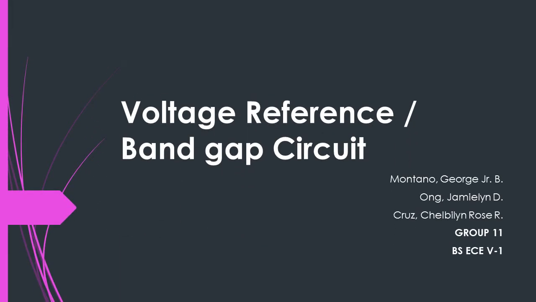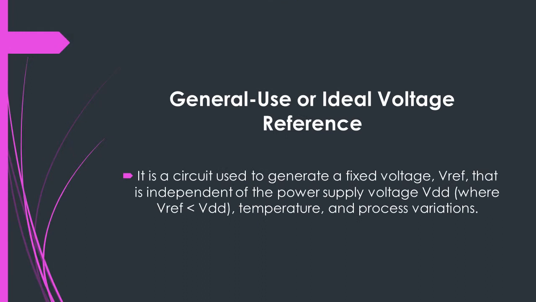Group 11 from section 1, and we're about to report the voltage reference band gap circuit. A general or ideal voltage reference is a circuit used to generate a fixed voltage, Vref, that is independent of the power supply voltage VDD, temperature, and process variations, where Vref is less than VDD. In other words, the ideal reference voltage is independent of PVT.